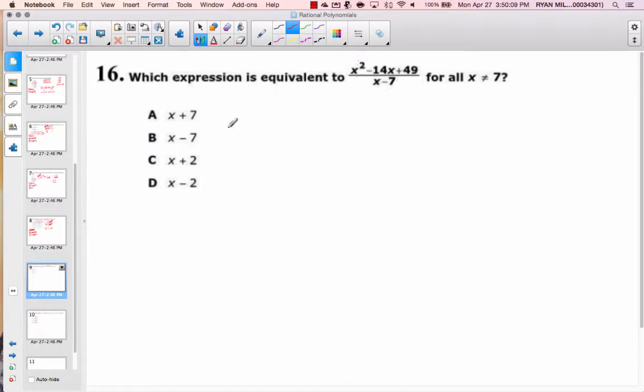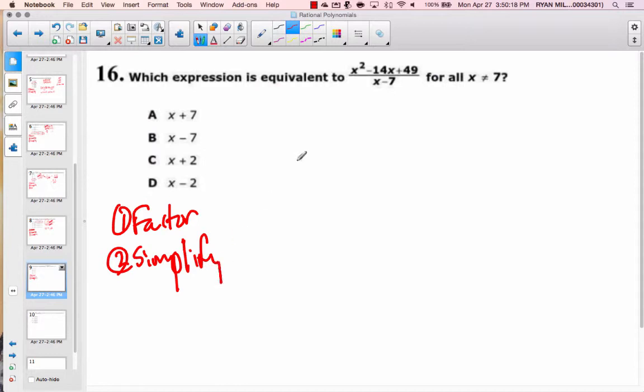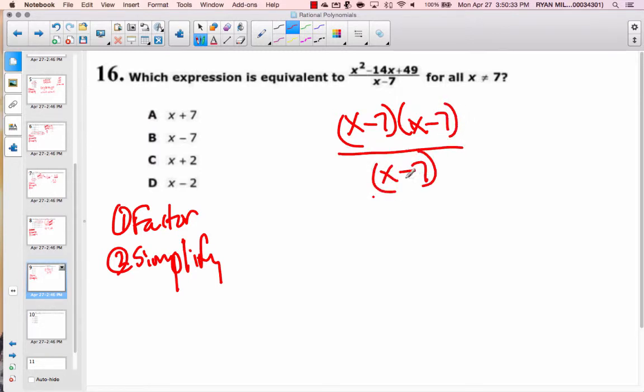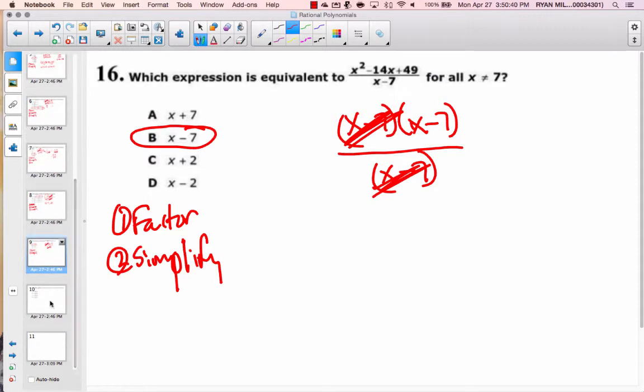So I'm going to factor the top. So this is going to be a factor and a simplify. So 1 times 49 is 49. Factors of 49 that get me negative 14 is negative 7. So x minus 7 over x minus 7. So this is going to cancel with this, and I'm just left with x minus 7. Okay, that one's a pretty straightforward one. Last example.